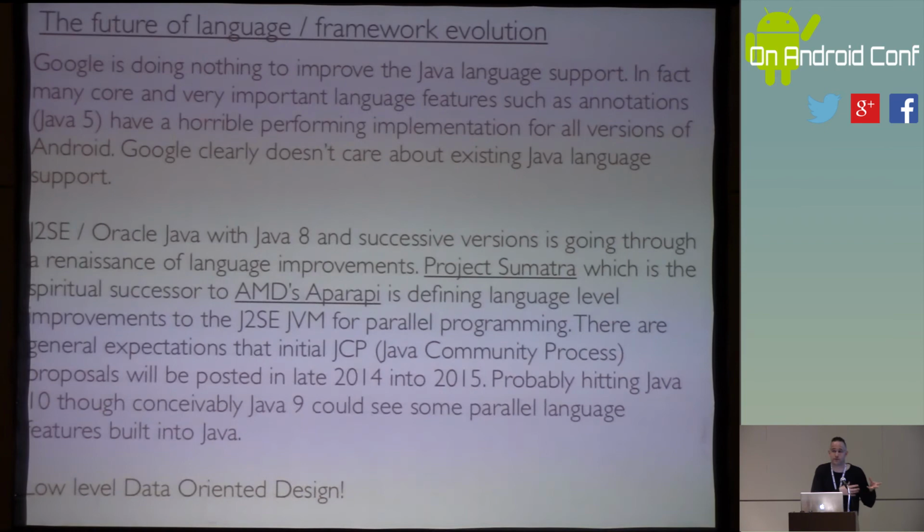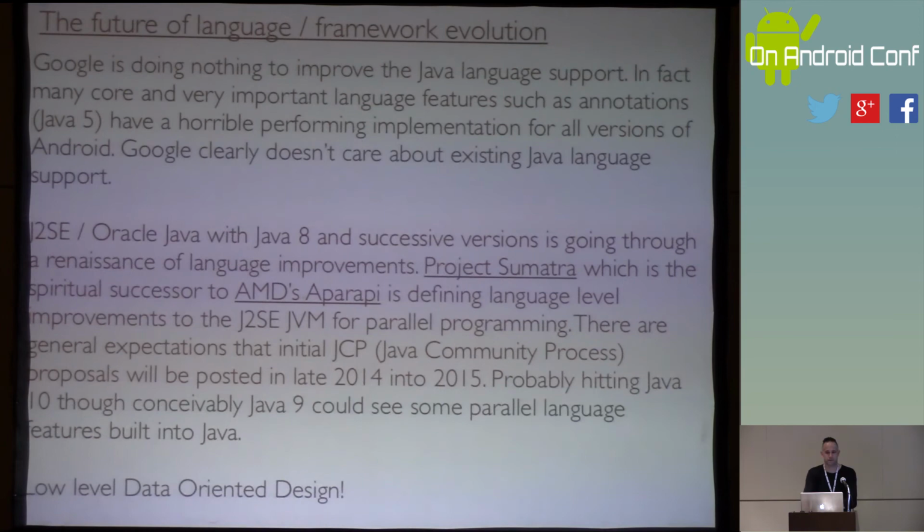Java 8's coming up, but for Java 9 and Java 10, there are initiatives out there. One of them is called Project Sumatra, and it's a spiritual successor to AMD's Aparapi, which is a way to use Java code to compile down to OpenCL kernels. But Project Sumatra is really investigating ways that the Java language and the JVM itself can be parallelized. You could put an annotation above a for loop, like @parallelize, and it would literally convert that for loop to a parallel operation.